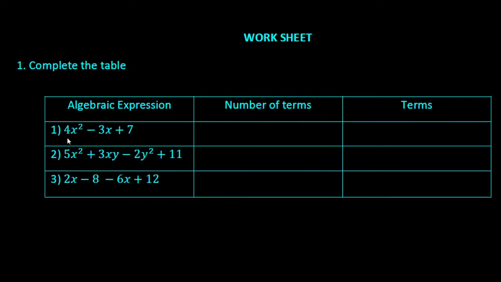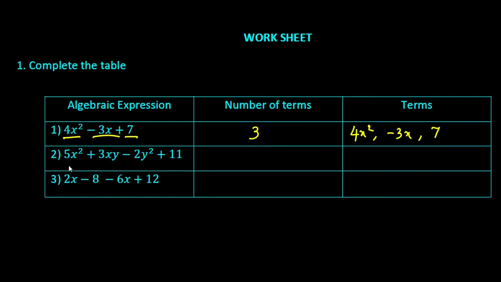First one, 4x square minus 3x plus 7. Here 4x square is one term, minus 3x is another term, plus 7 is another term. Here there are three terms. What are those terms? 4x square, minus 3x, then 7.